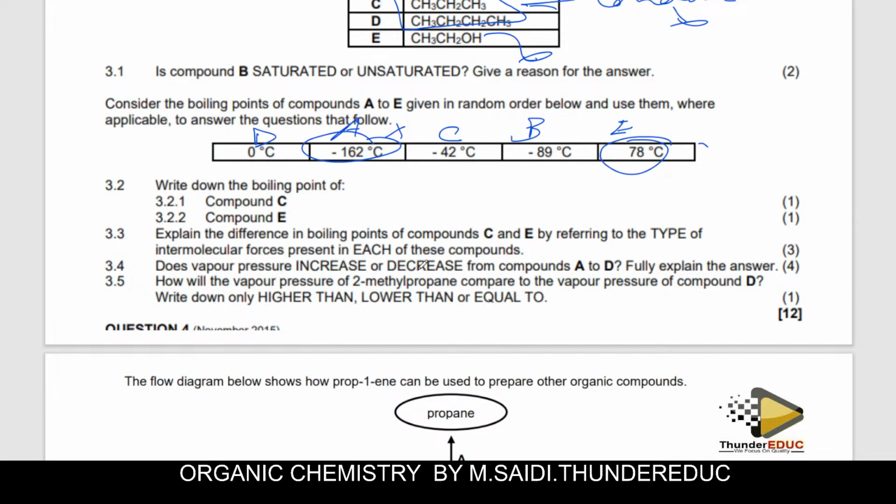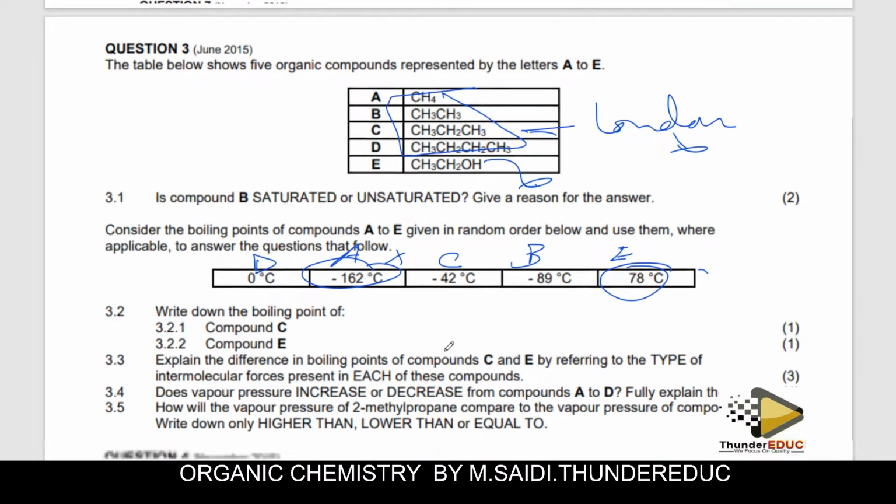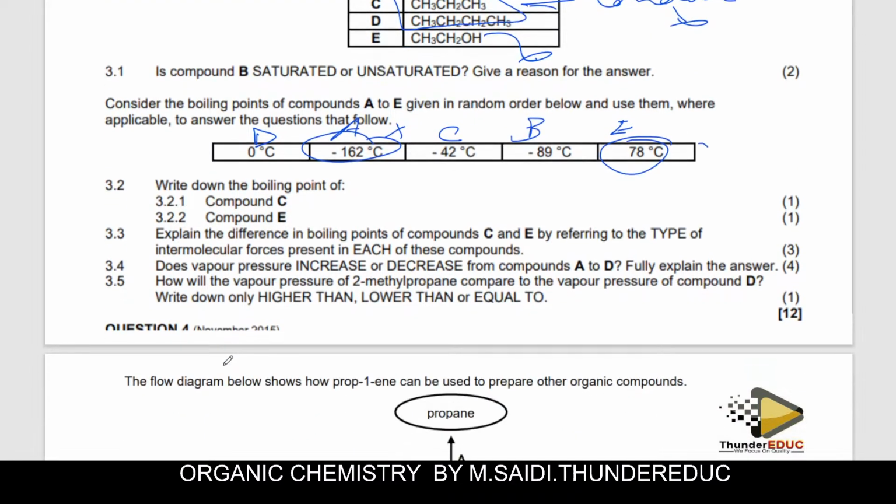Does vapor pressure increase or decrease from A to D? A to D. So as we are going, because this one has a low boiling point, then a high boiling point, the vapor pressure is going to keep on decreasing. The higher the boiling point, the lower the vapor pressure.